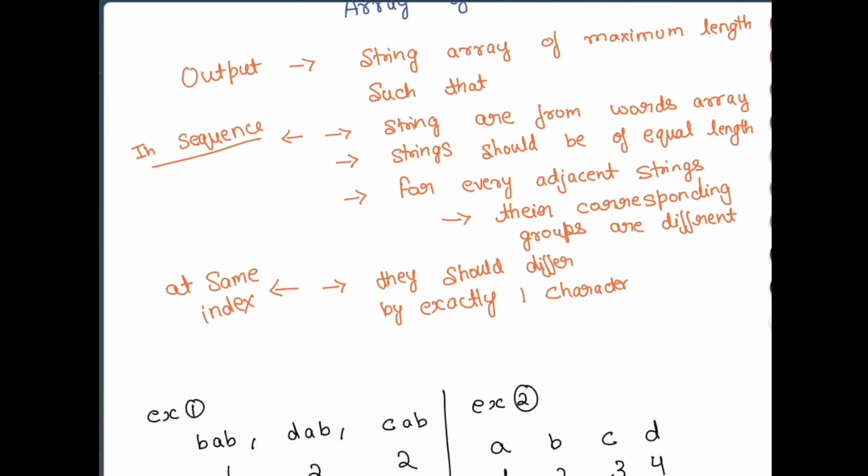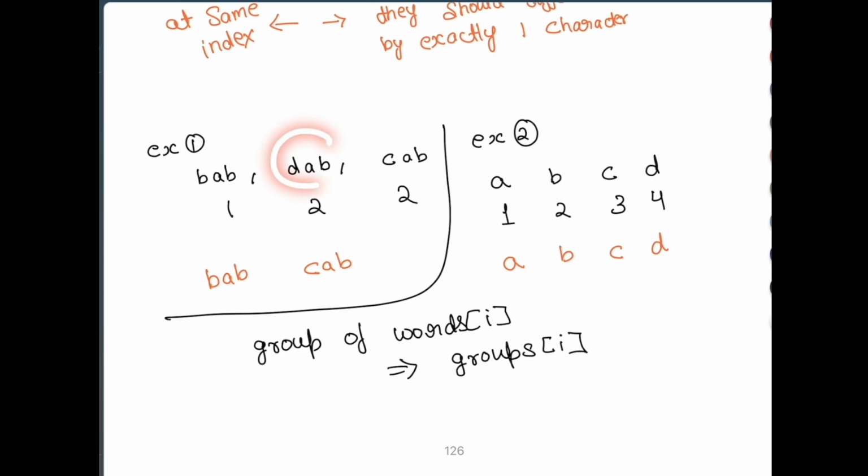But the point is, for every adjacent strings, their corresponding groups should be different. So you cannot put DAB and CAB both in your answer, right? Because their groups are same. Now they are adjacent, and that is why you need to check for their group. If they were not adjacent, you could have put it in the answer.